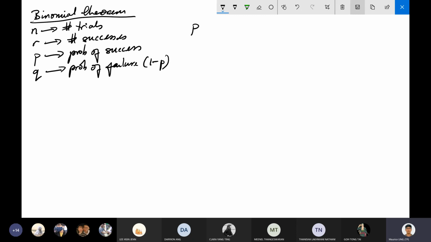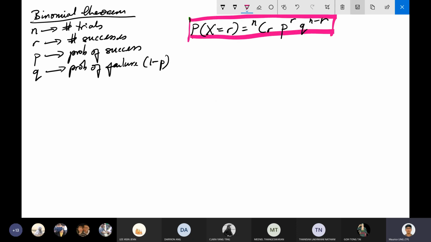So can somebody give me the equation? What is the binomial theorem equation? nCr times p to the power of r, times q to the power of n minus r. Okay, so this is your binomial equation, or this binomial theorem.